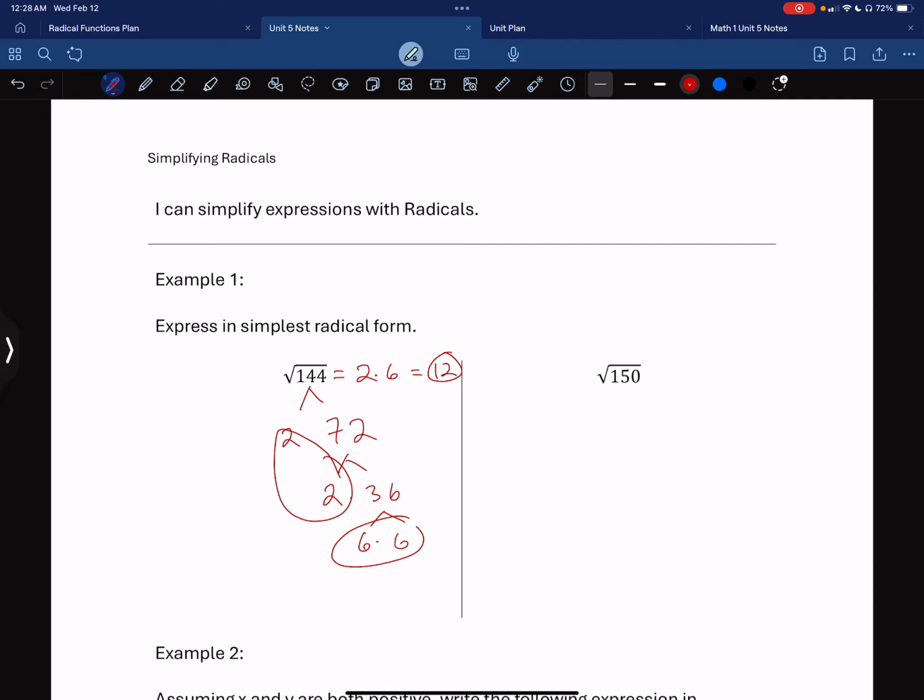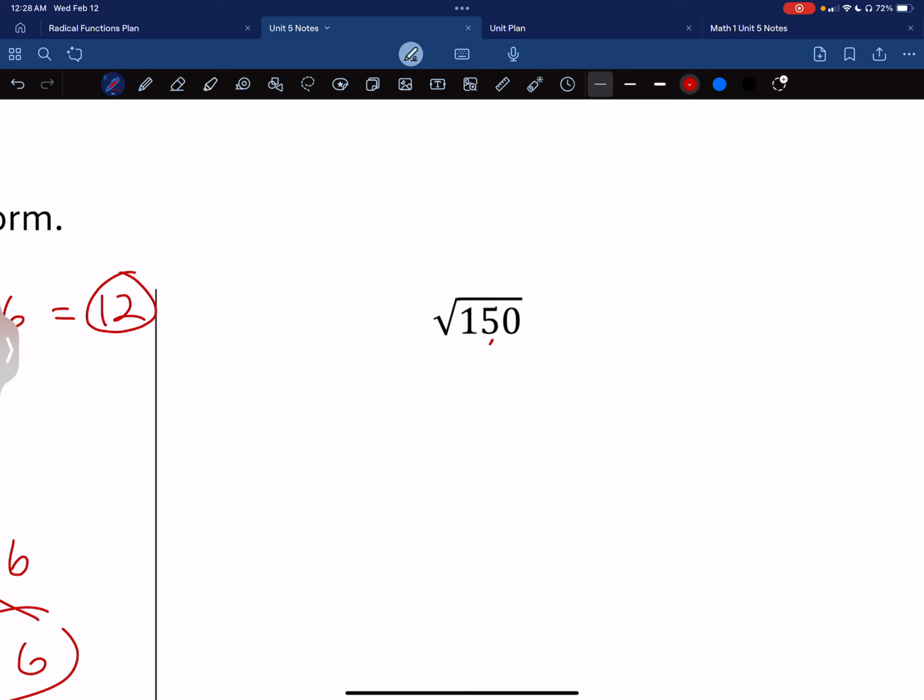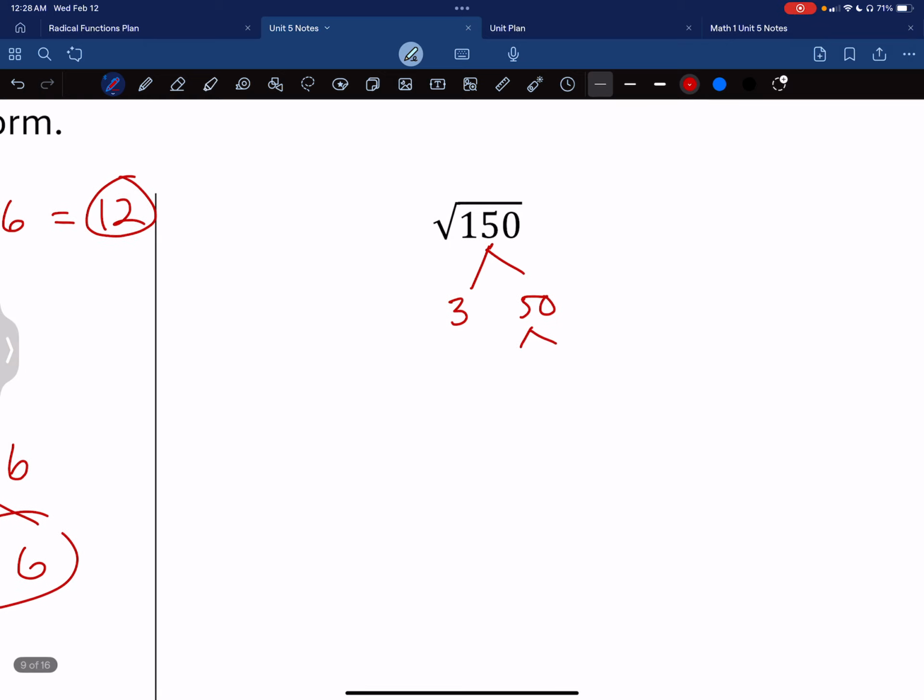The reason why I'm going over this is to show you the tree chart. Remember, if we're looking at 150 now, I'm looking for two numbers that multiply together to get 150, because we might not have a perfect square. We're going to have something left in the square root. So we can do 3 times 50. From there, what two numbers multiply together to get 50? We can do 5 times 10. You can do 2 times 25, because then we can also do 5 times 2.